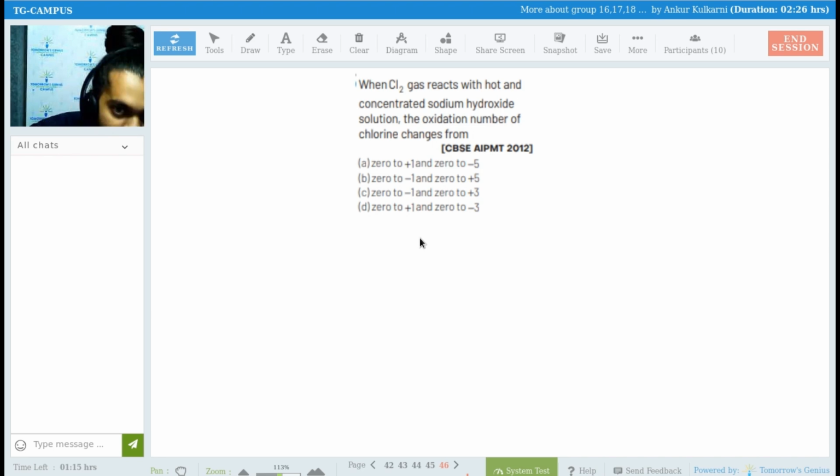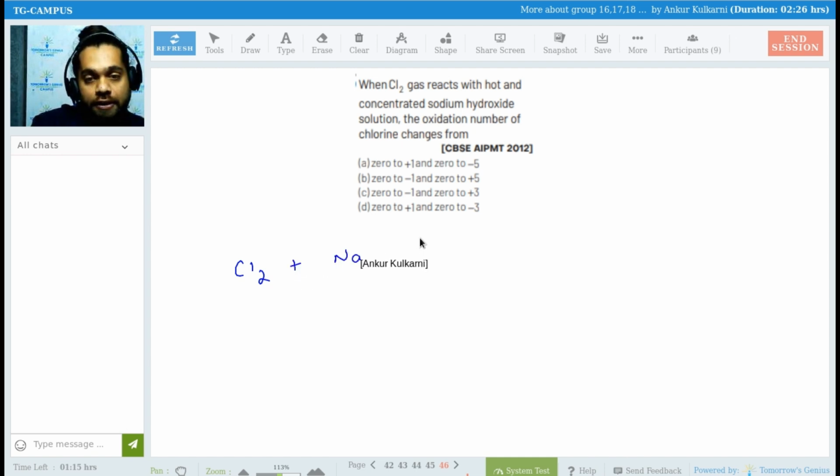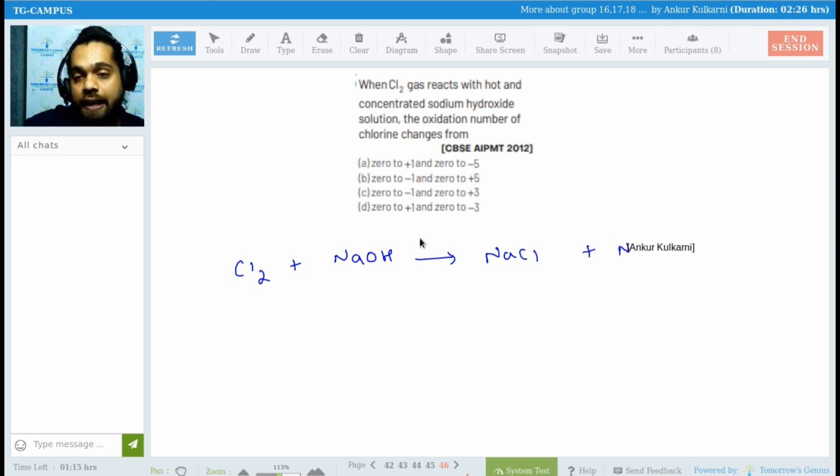When chlorine gas reacts with hot and concentrated sodium hydroxide solution, the oxidation number changes. So what do I have? I have Cl2 reacting with hot and concentrated NaOH. What do I get? I have told you last time also. I have Na, an alkali metal, and the Cl. So one thing is definitely sure: I am going to get NaCl. The other thing that I get is NaClO3, and I have water.